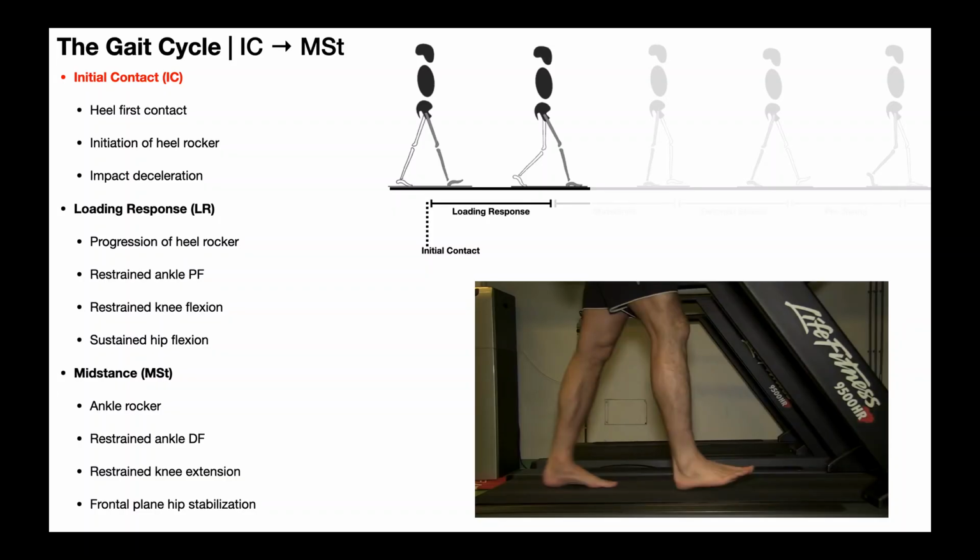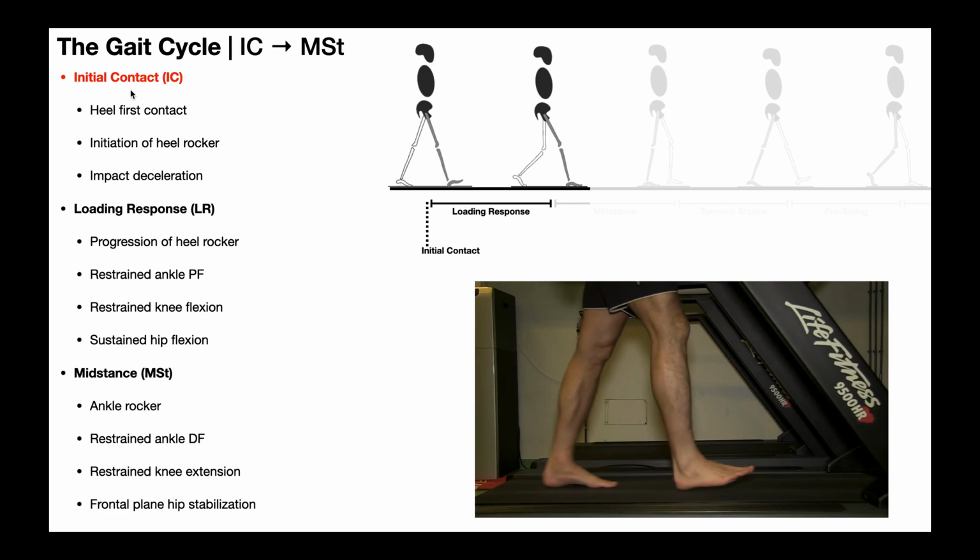This is going to be our first video where we talk about the gait cycle, and we're going to talk about the first 3 phases in this video. That's going to be initial contact all the way through midstance. So let's begin with initial contact. And again, for reference, we're considering the right lower extremity, not the left.